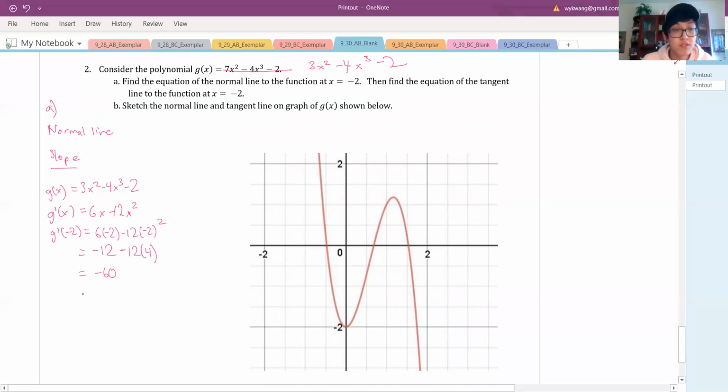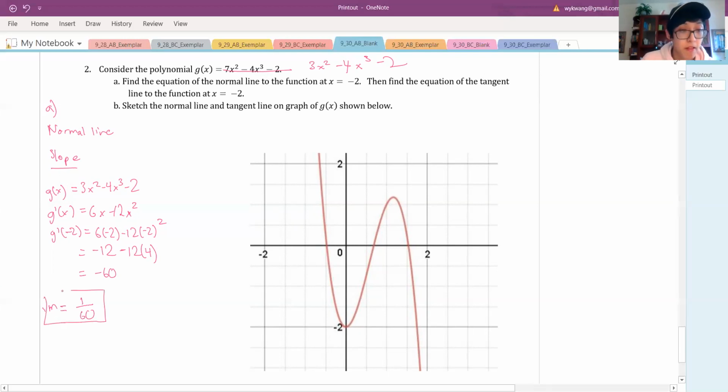So the slope of the normal line is going to be the negative reciprocal. It's going to be 1 over 60 because we flip 60 from the numerator to the denominator. So now it's 1 over negative 60. And then you flip the sign. So now it's 1 over positive 60. So this is our slope. We found m.